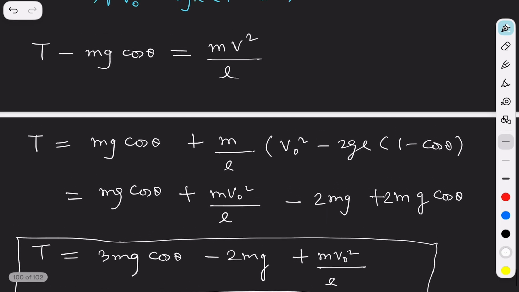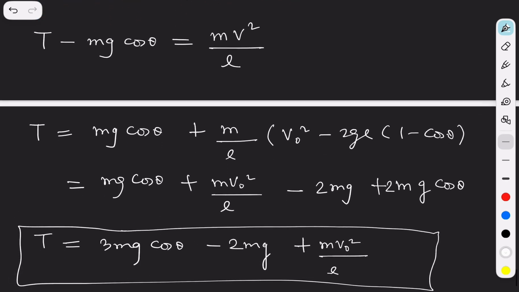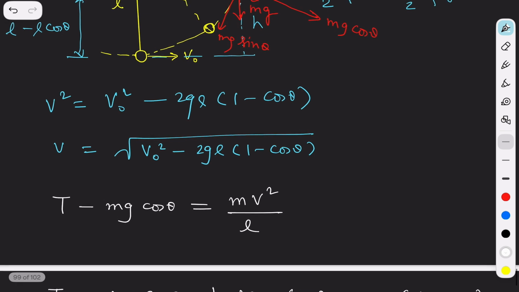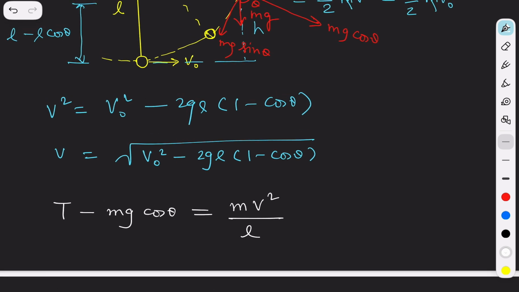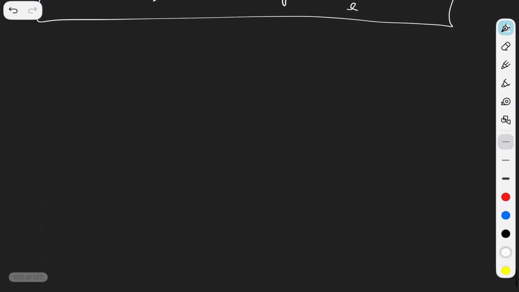Okay, not a problem. So T is equal to 3 mg cos theta minus 2 mg plus mv naught square by L, and v is equal to the square root of v naught square minus 2gL(1 minus cos theta). Okay, now guys, see, there are some special cases that we have to explore here. So let's discuss, guys, one by one each of the parts.